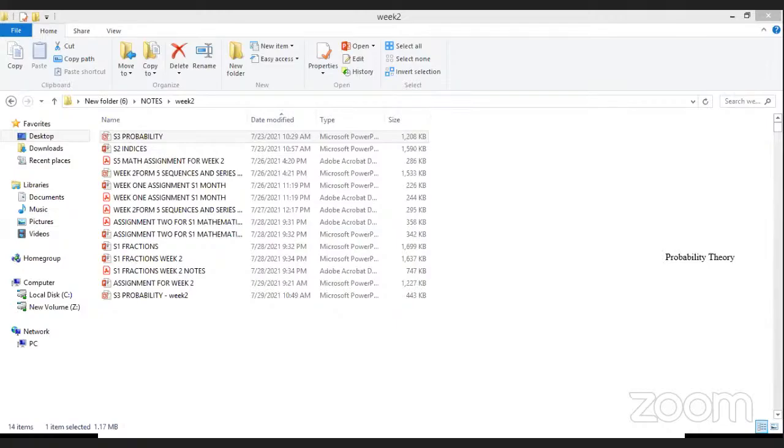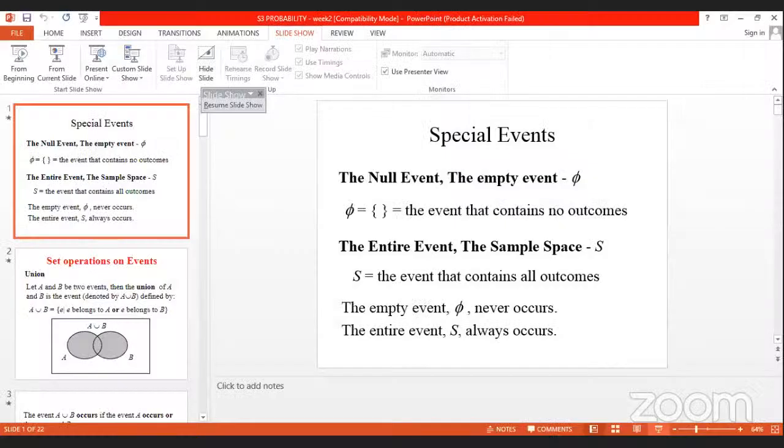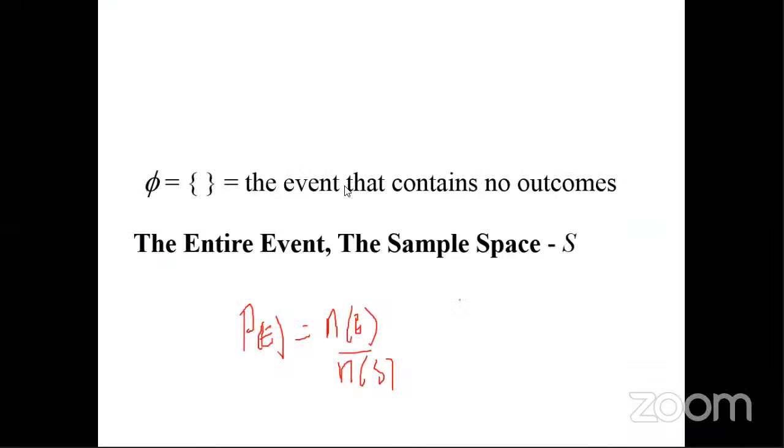Now, I said today we are looking at something else. Let's share this. I hope we'll be able to see this. Okay, I hope this is clear now. Okay, Norman says it's clear.